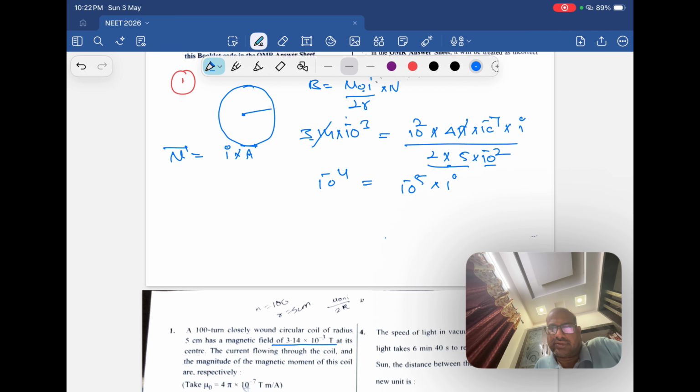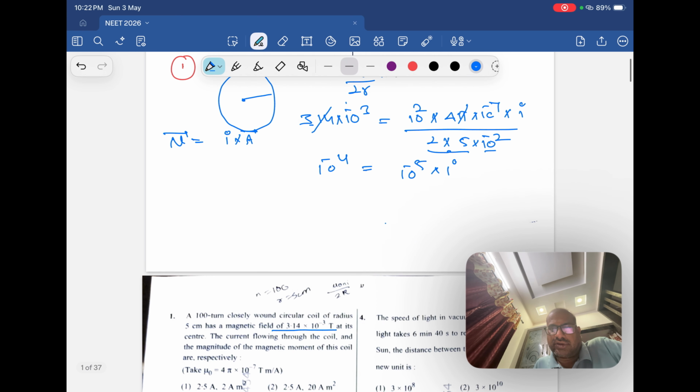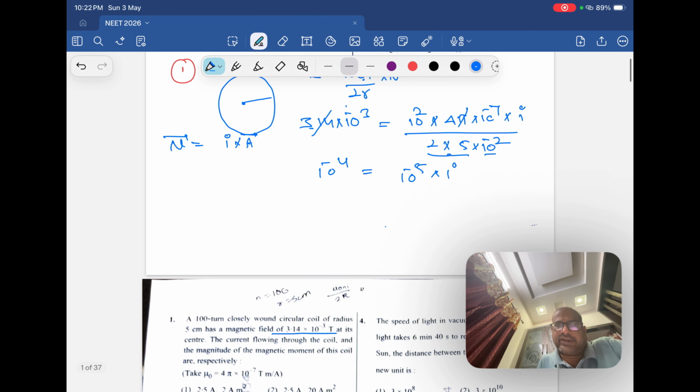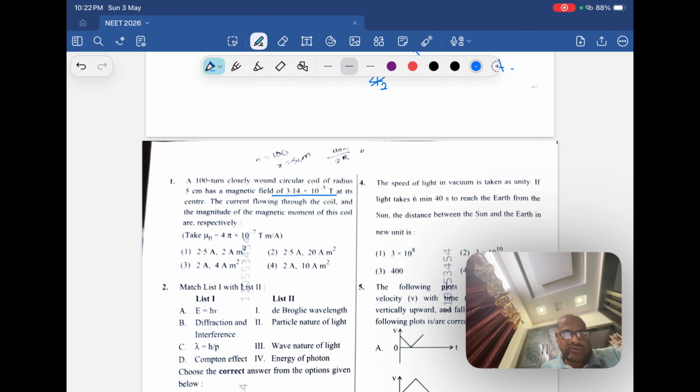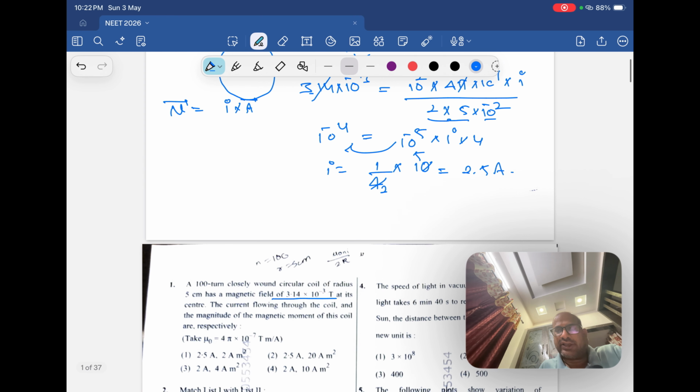1 by 4 is there, no? So 10 power minus 5 into I, 4 is also there, right? So 4I. I value will be 1 by 4 into this, which comes to this side, so it becomes 10. Two 2s are 2, 5s are 5, so 5 by 2 means 2.5 ampere. So the current will be 2.5 ampere. In two options it is given, so either of these you have to choose. Current is 2.5 ampere.